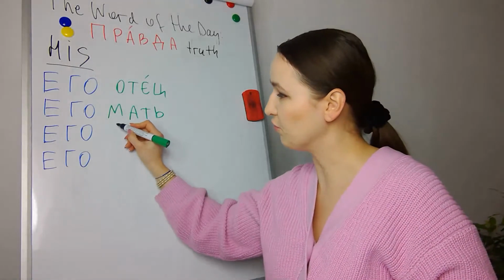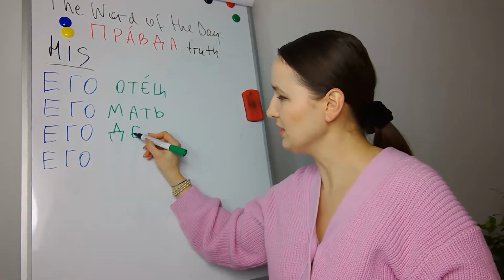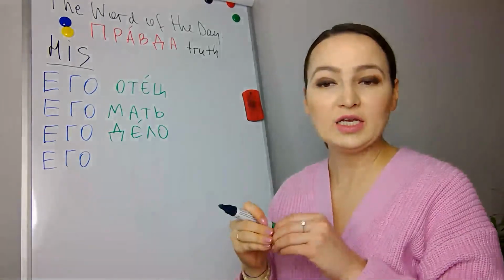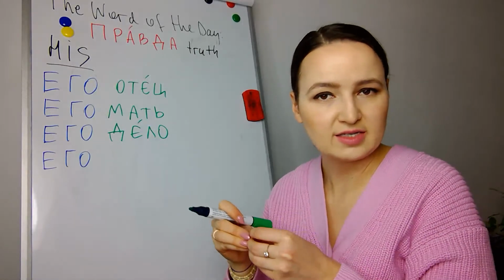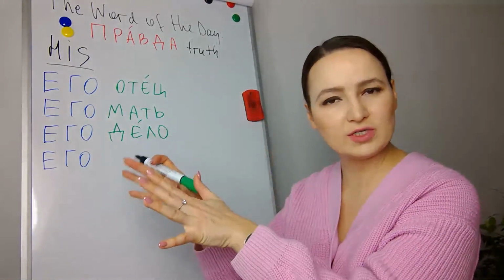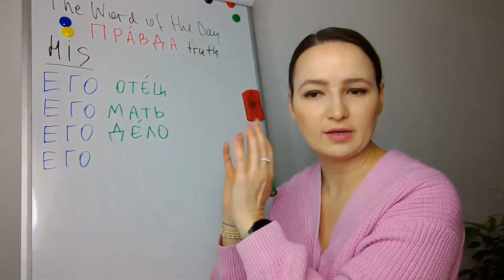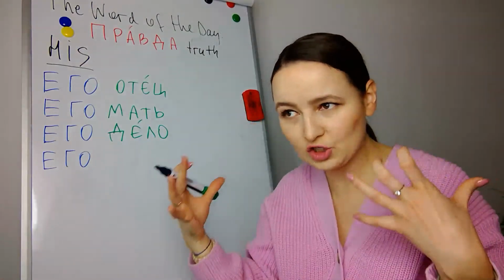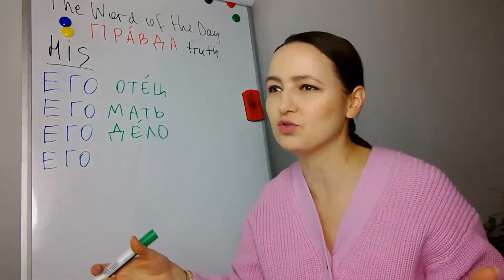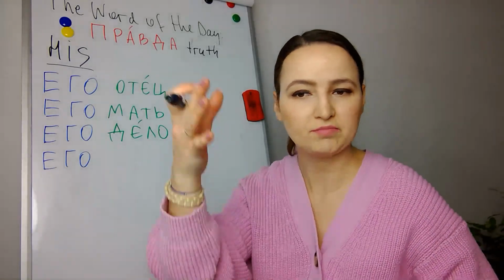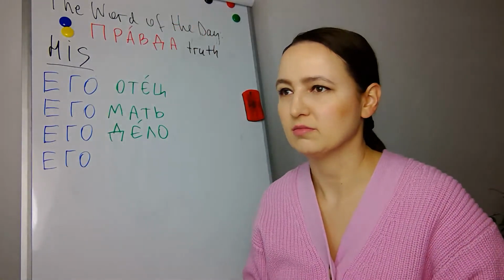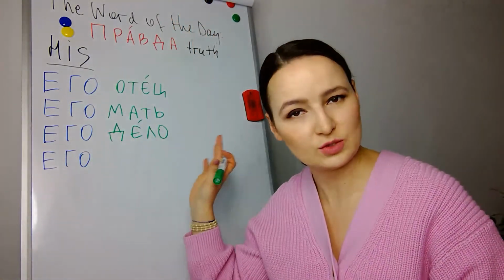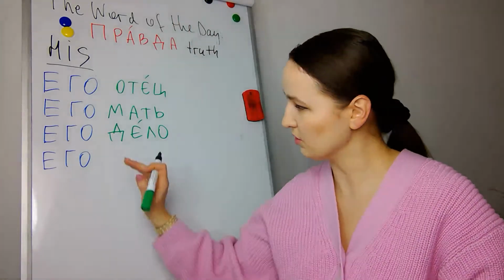For example, его дело. What is дело? Его дело. His thing, his business. Это его дело. This is his business. He knows what to do. Or дело can mean the actual business. I have a business. I have my store or my beauty salon or I don't know. Его дело. Дело can mean business as well. So this is neuter.